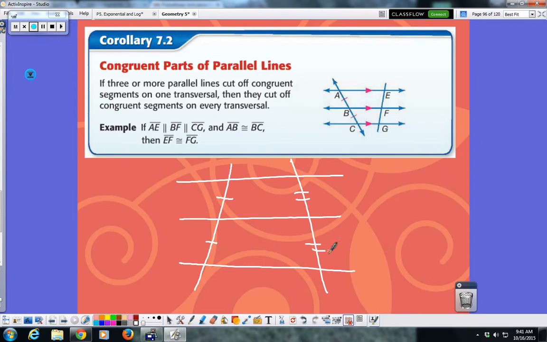1 to 1. Does it mean that these are the same? No. It means that if it cuts congruent pieces off on one side, that means that every transversal that you draw, those same parallel lines will cut off congruent pieces.